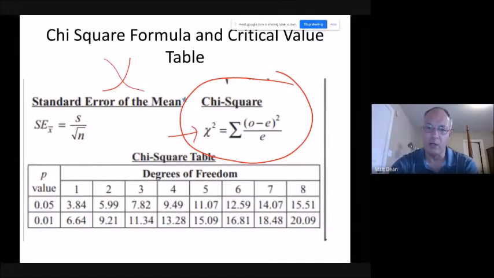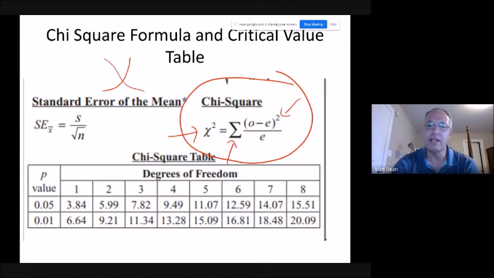This formula, I know, looks a bit intimidating. It's equal to the summation of O minus E squared over E, where O stands for your observed data and E stands for your expected data. We're going to work this out in a table form, which makes this formula very easy to use.